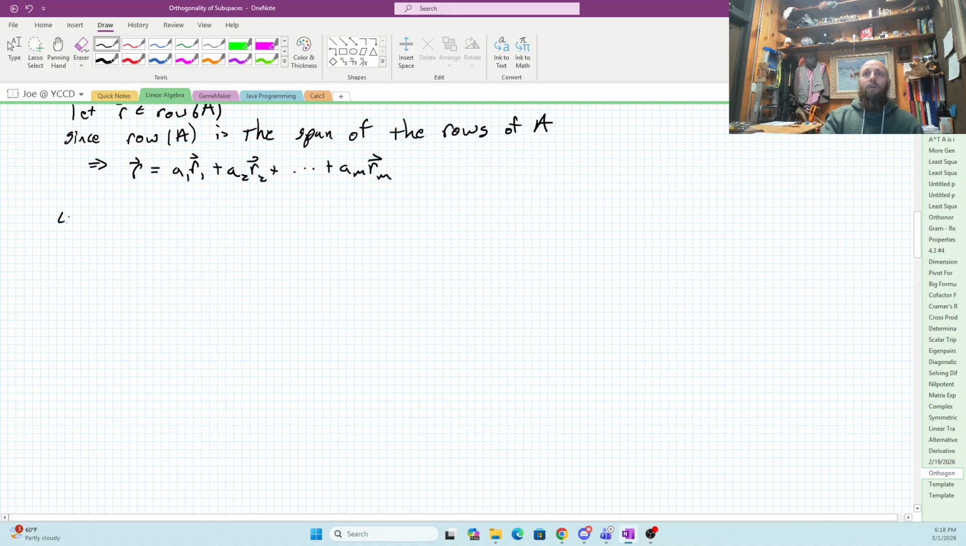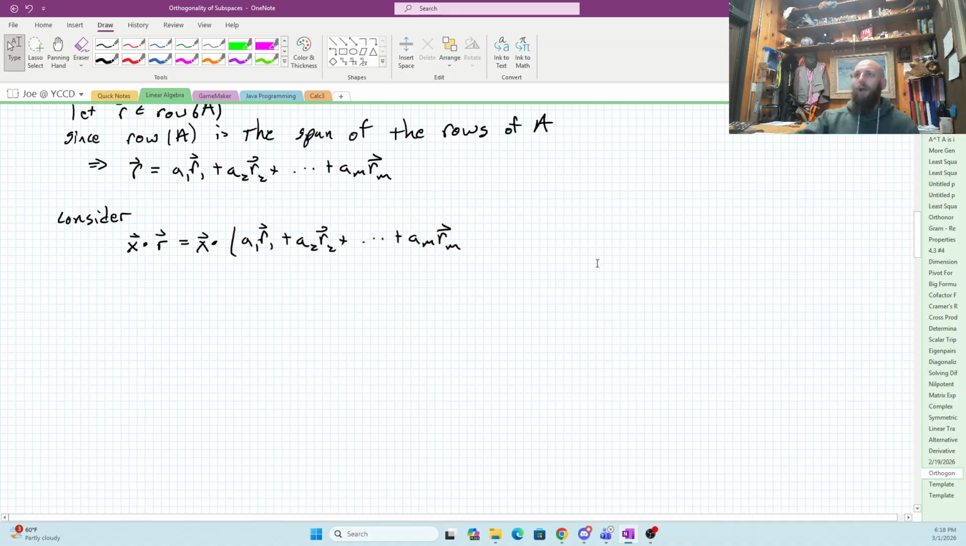Now what we're going to do is consider x dotted with R. So this is going to be x dotted with this sum here. I'm going to save myself some wrist cramping, and I'm going to drop that in there.